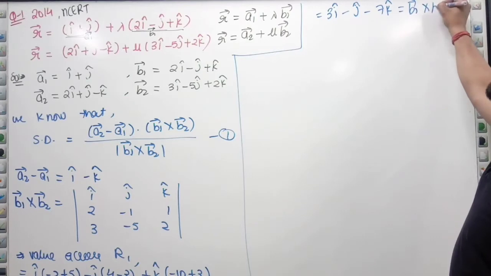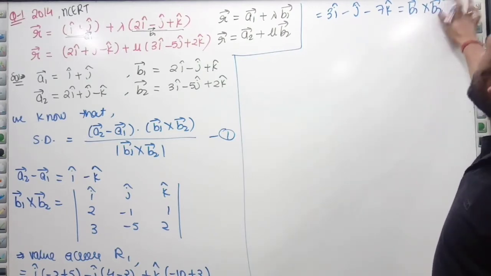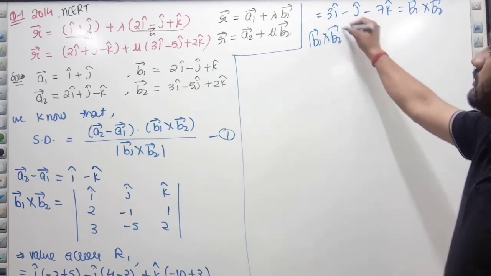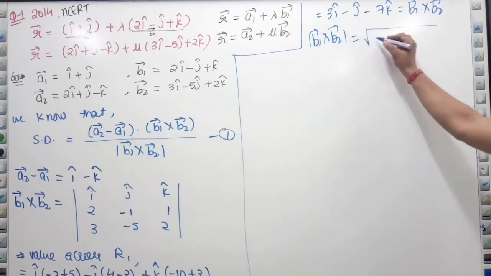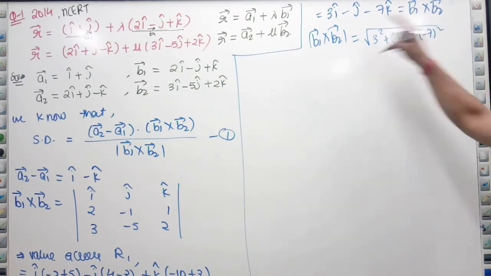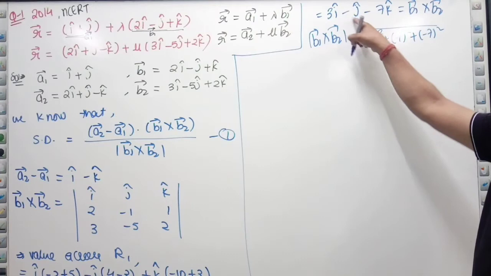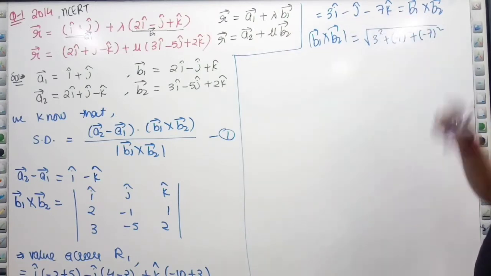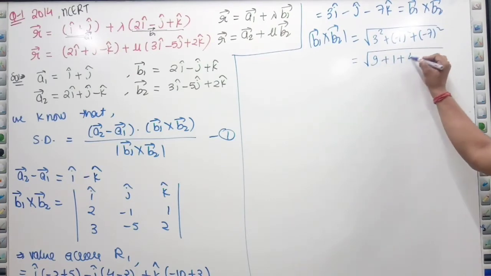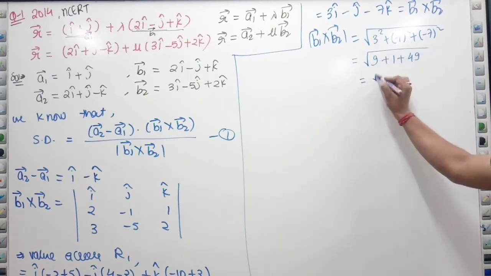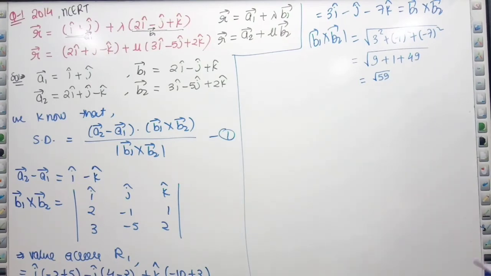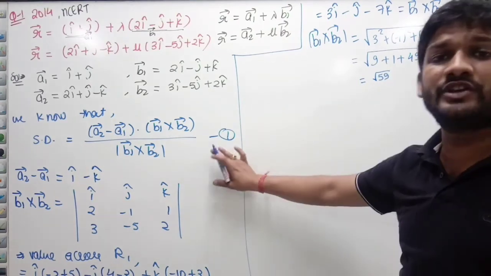So what is mod of b1 cross b2? Under root 3 squared plus minus 1 squared plus minus 7 squared, the square of the i component, the square of the j component and the square of the k coefficient. So we'll have under root 9 plus 1 plus 49, that is under root 59, right? 59. Okay, now we'll put all these values in equation number 1.